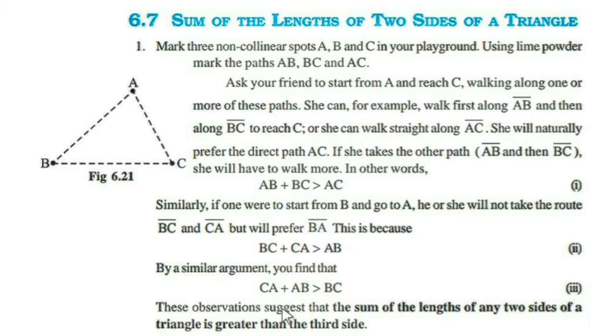Now these observations suggest that the sum of the lengths of any two sides of a triangle is greater than the third side. This is important to remember: the sum of lengths of any two sides of a triangle is greater than the third side.